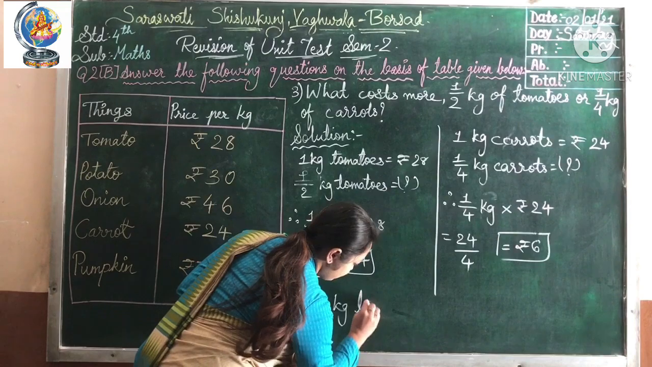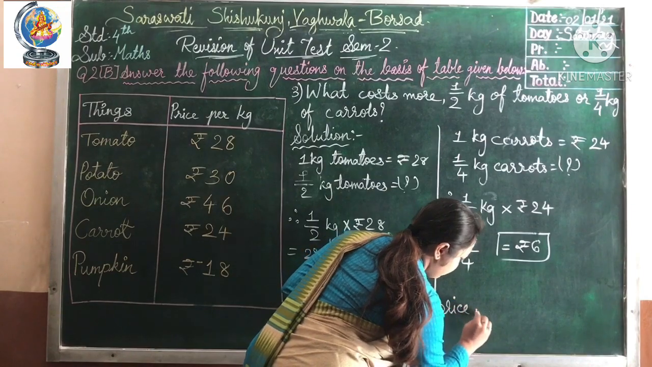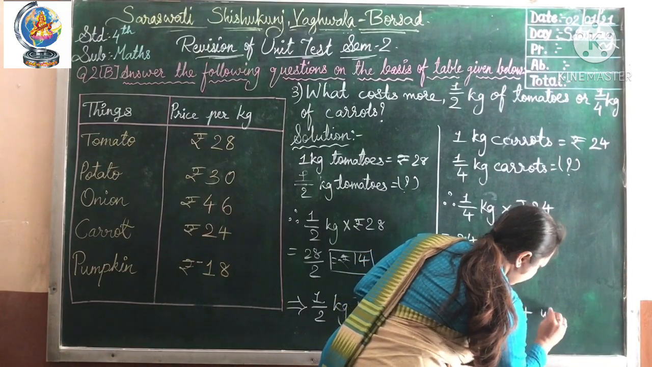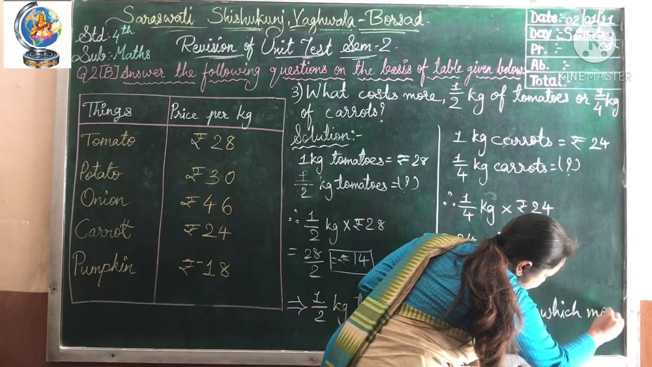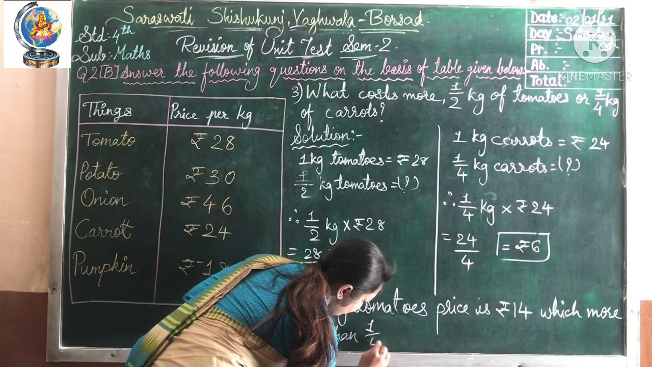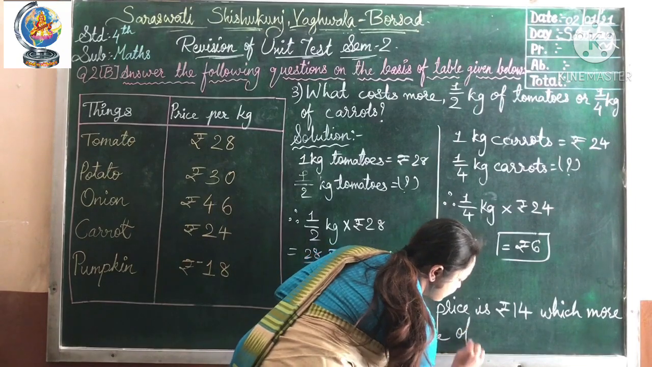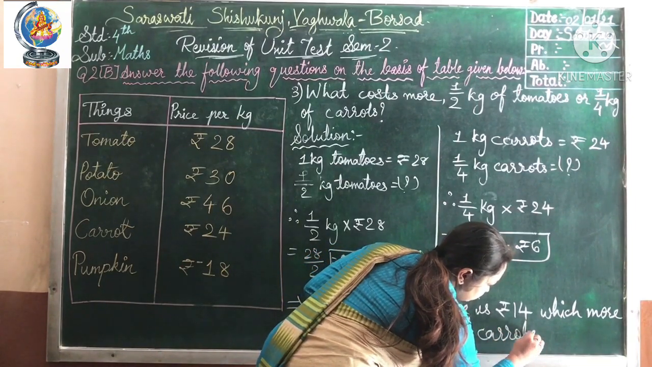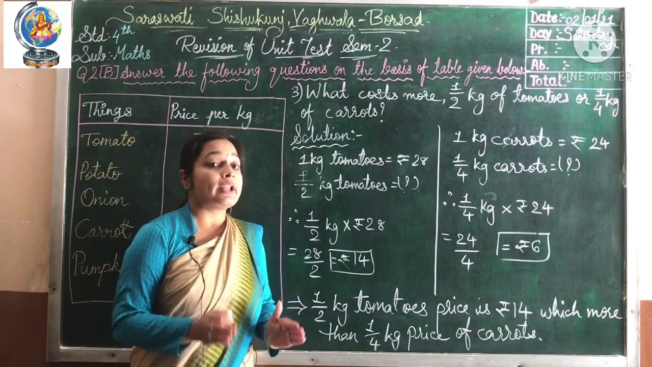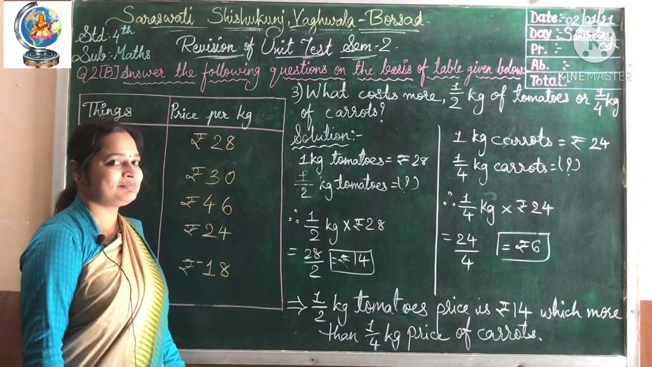1/2 kg tomatoes price is rupees 14, which is more than 1/4 kg price of carrots. Look, it's a very easy and simple thing. If you understand what I have explained, you will be able to get it. Okay, just take a look, then we will move towards another question.